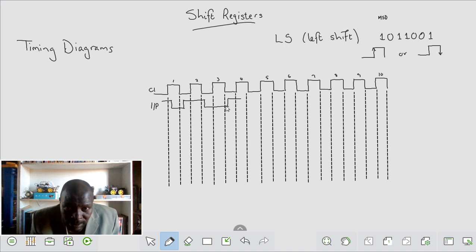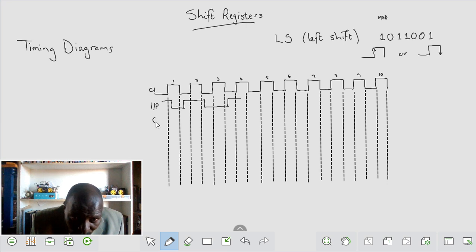Now the issue is, I am dealing with what I would call leading edge type. So my data is put on the leading edge. I'm shifting left, so I'm going to be feeding the least significant first. The MSD is fed into the least significant position, going towards the most significant space.